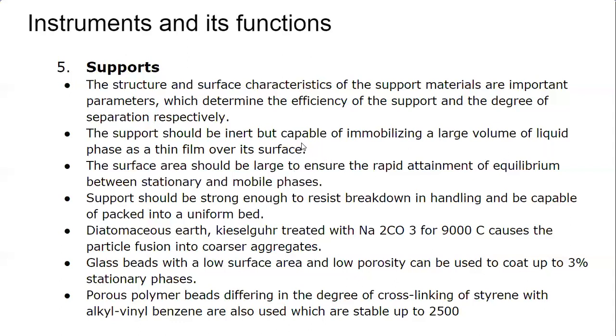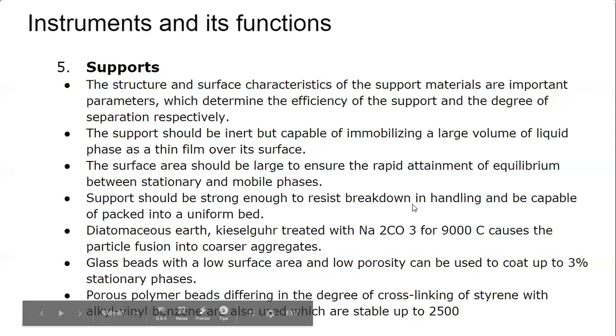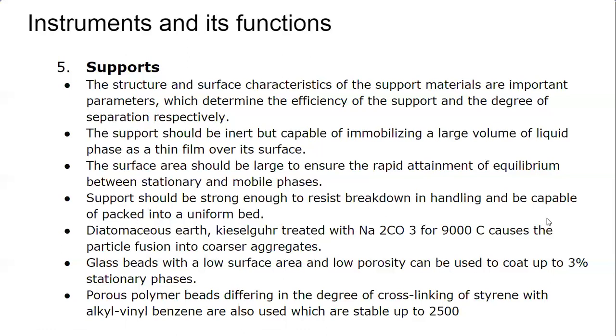The support should be capable of immobilizing a large volume of liquid phase as a thin film over its surface. The surface area should be large to ensure the rapid attainment of equilibrium between the stationary phase and mobile phase. If the surface area of the support is larger, then what happens? The equilibrium between the stationary phase and the mobile phase can be achieved very soon, easily. Support should be strong enough to restrict the breakdown in handling and be capable of being packed into a uniform bed.